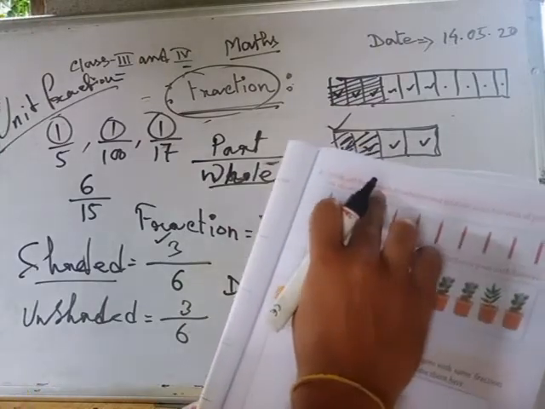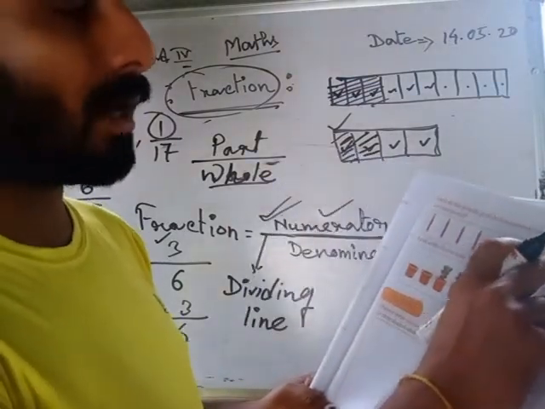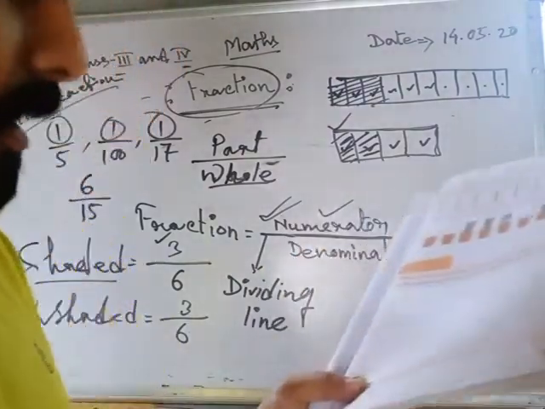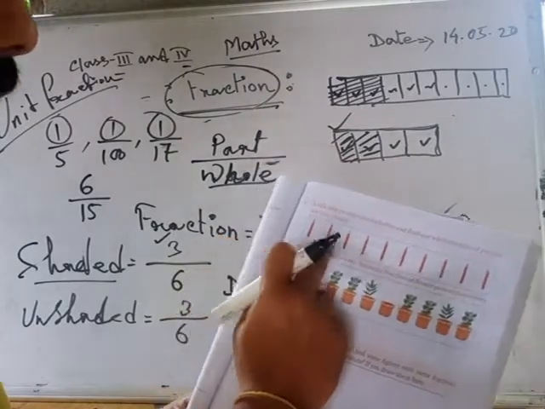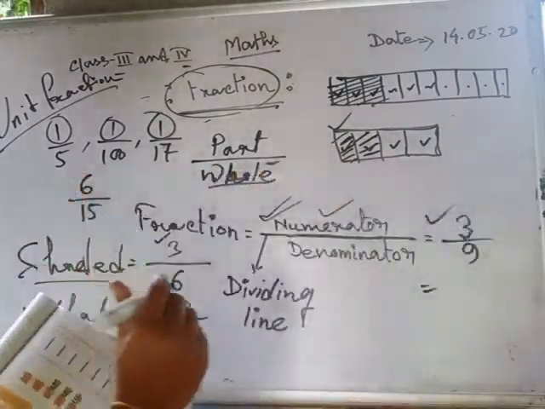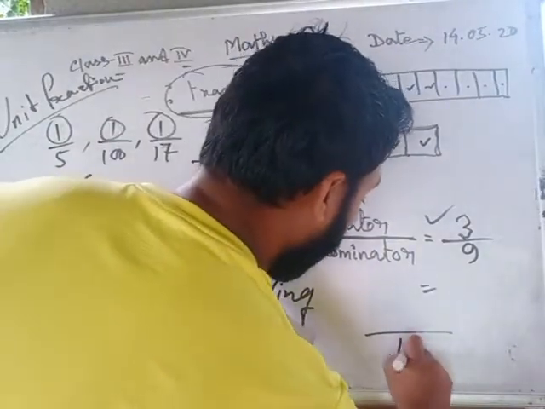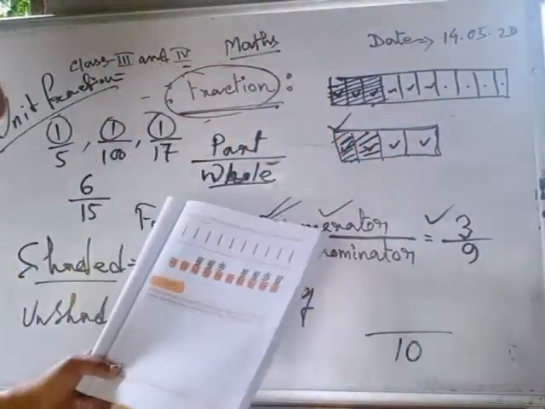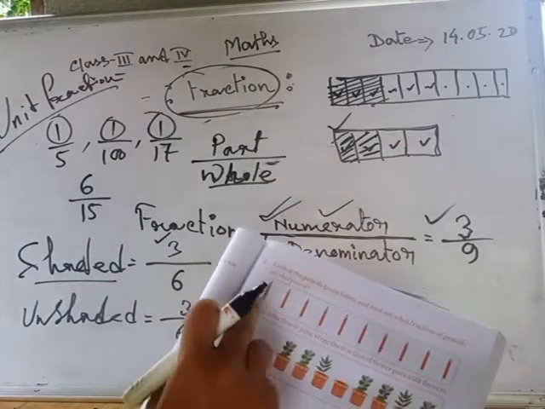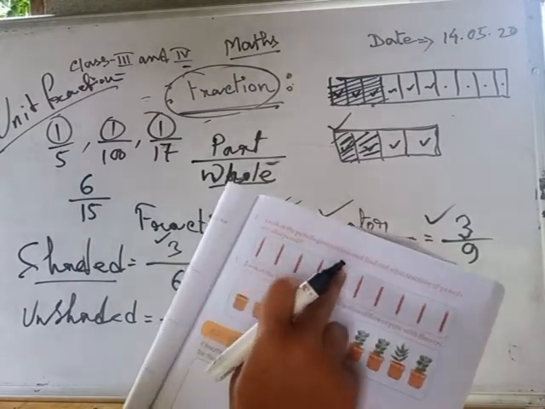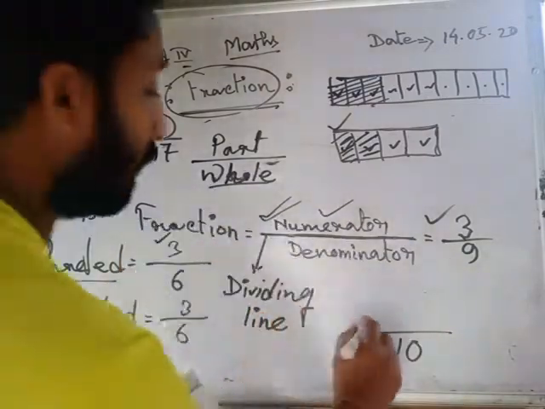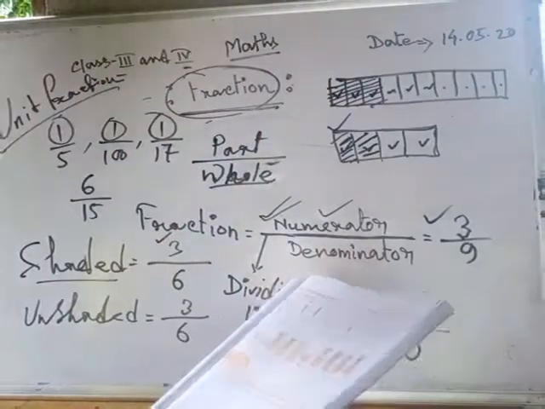Look at the pencils given below and find what fraction of pencils are sharpened. At first you count the total number of pencils: 1, 2, 3, 4, 5, 6, 7, 8, 9, 10. So we should write 10 as the denominator, and the sharpened ones are 1, 2, 3, 4, 5. Five pencils are sharpened, so we should write here 5.